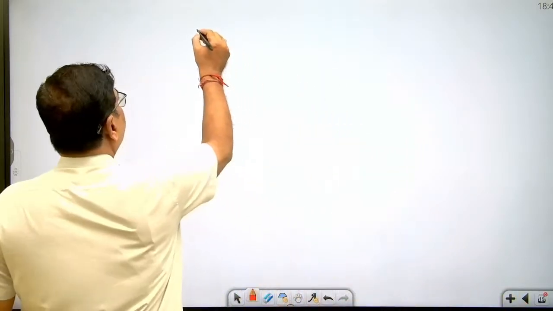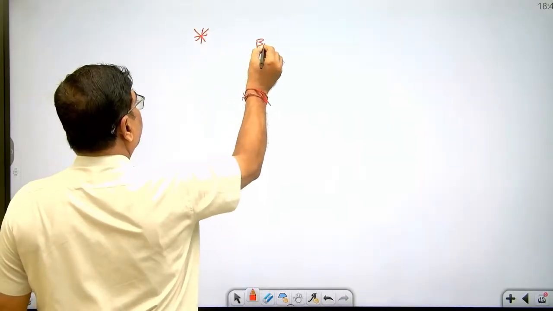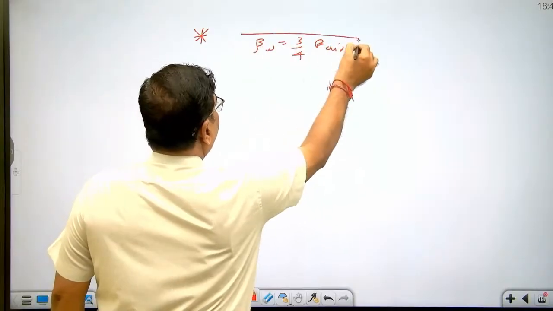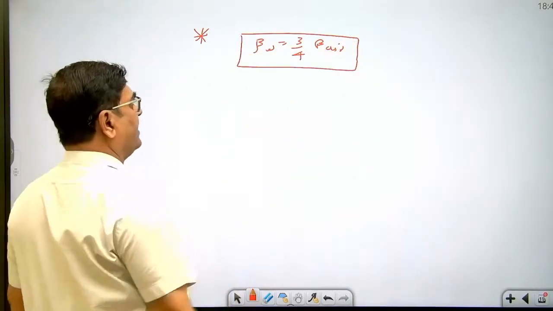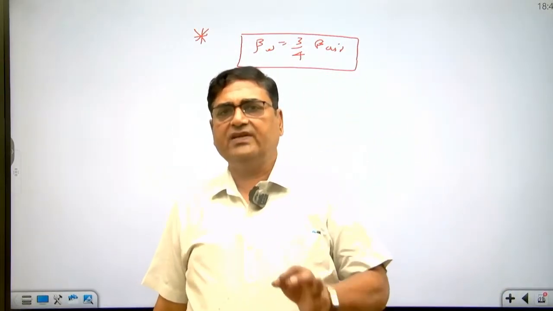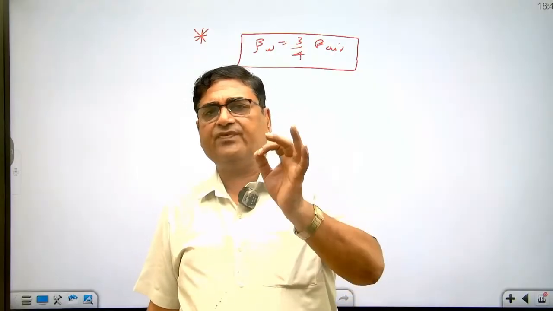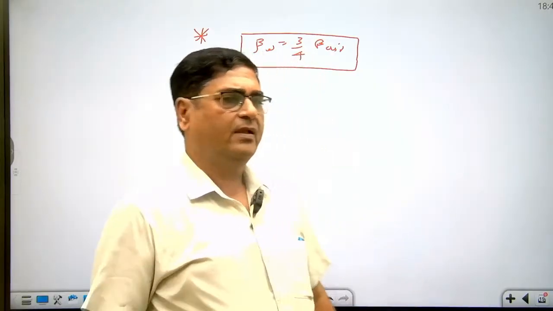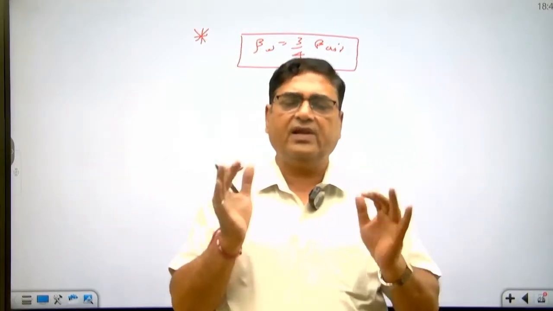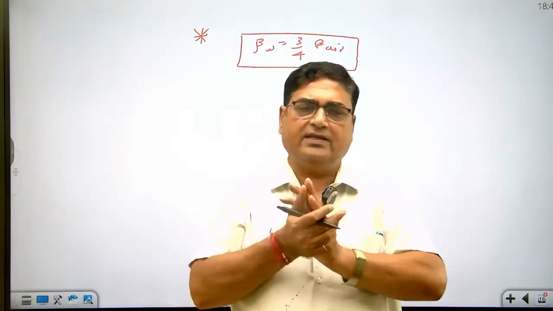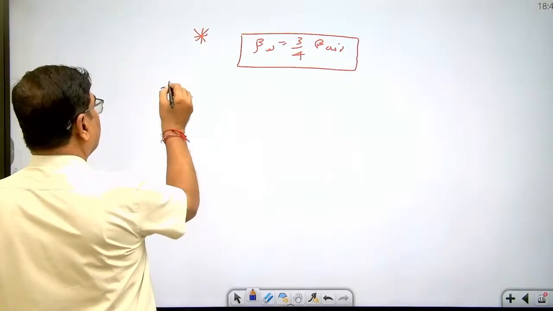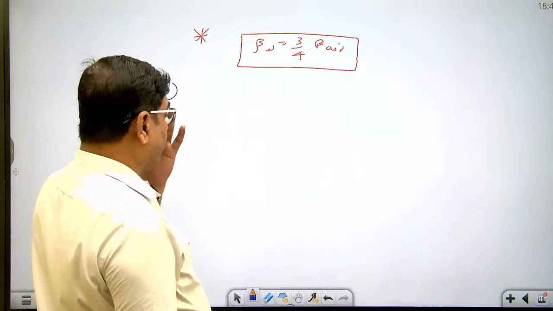Dear student, beta water equal to 3/4 beta air. So if YDSE experiment is conducted in water, fringe width becomes 75%, that is, fringe width decreases by 25%. If you calculate the number of fringes in a certain distance, n1 beta 1 equal to n2 beta 2, definitely the number of fringes will increase because fringe width is decreasing. Now, dear student, let's see angular fringe width.